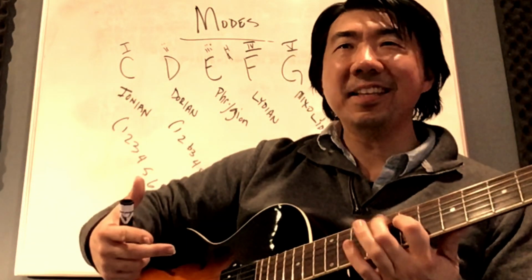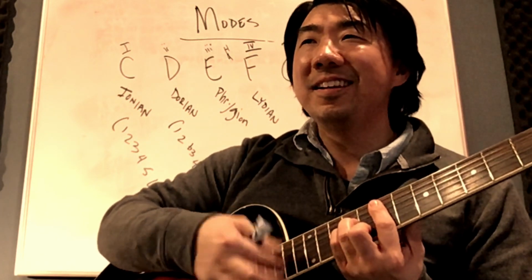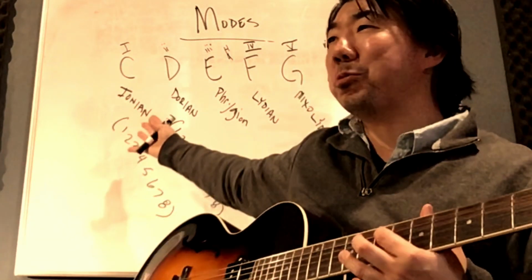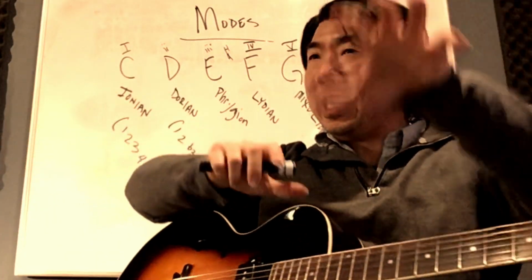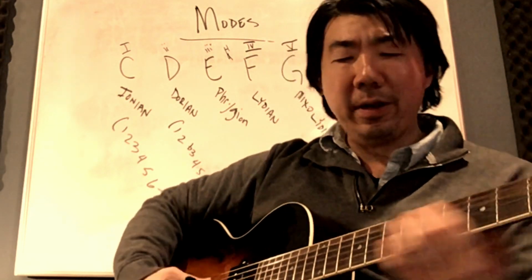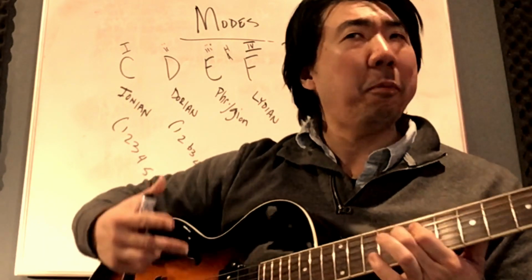Hear how dark that is? And why is it so dark? Because I'm hanging around that E minor chord, and my home note is E, even though we're in the key of C. The big picture is we're in the key of C. But if you play that E, and you're going, it's going to sound pretty dark.